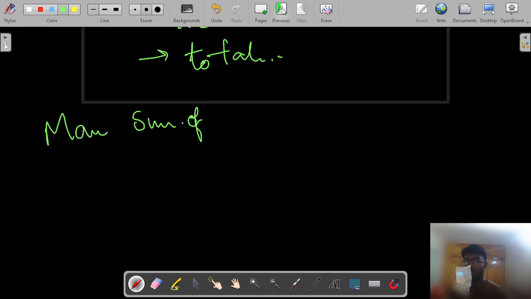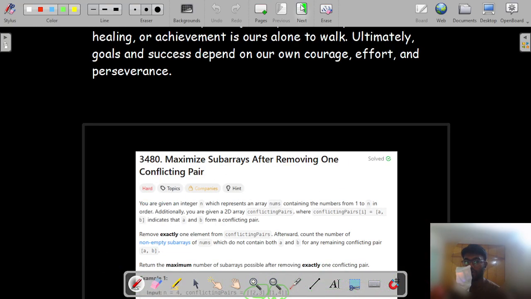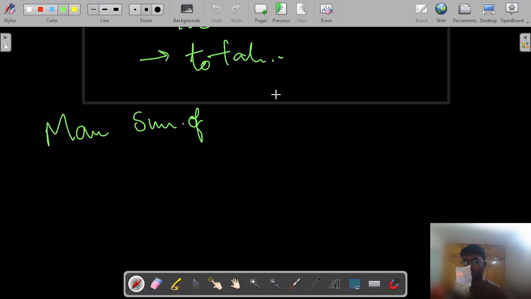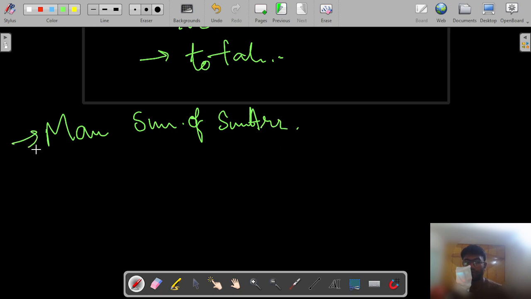So I will look at the problem. What maximum subarrays after maximum subarrays, maximum sum of subarrays. Okay, so maximum sum of subarrays. This is the problem asked.